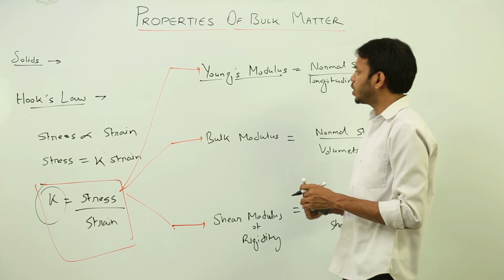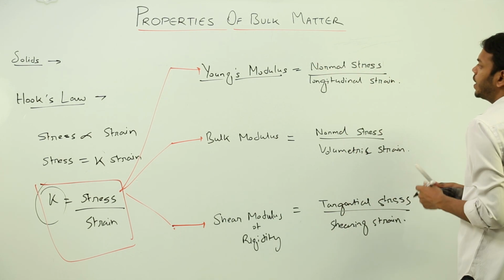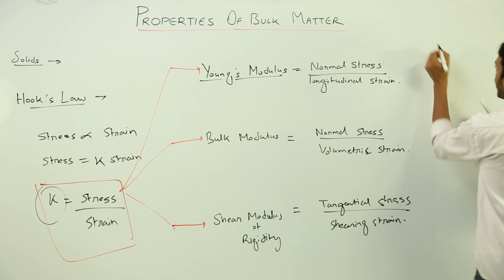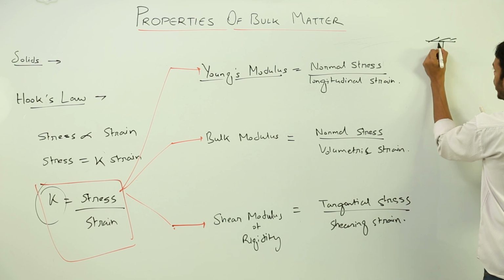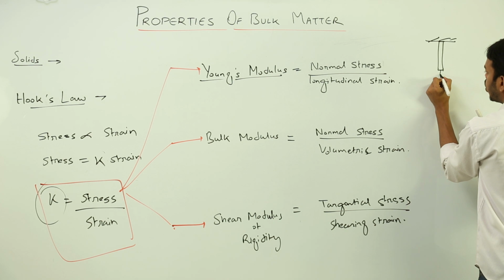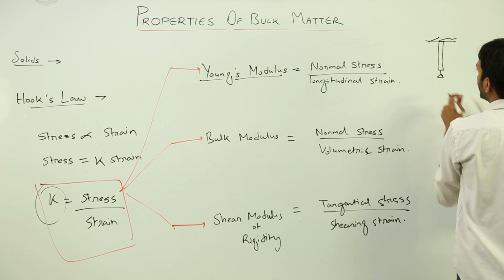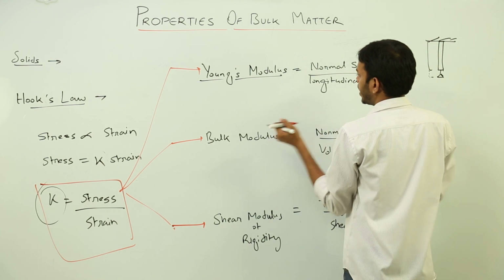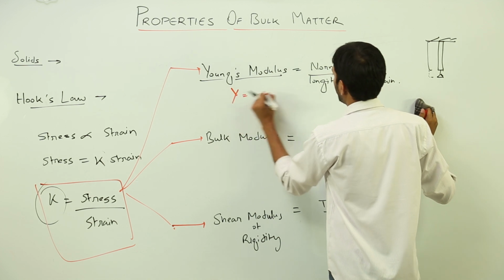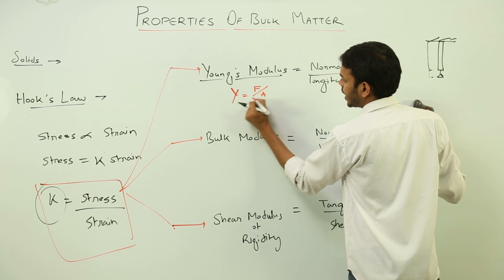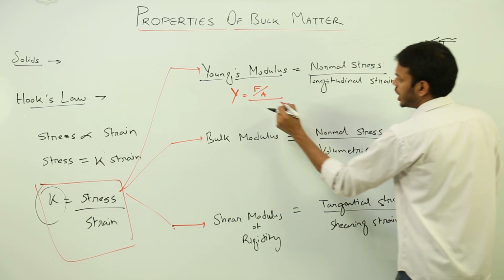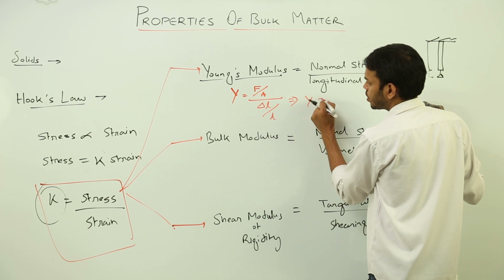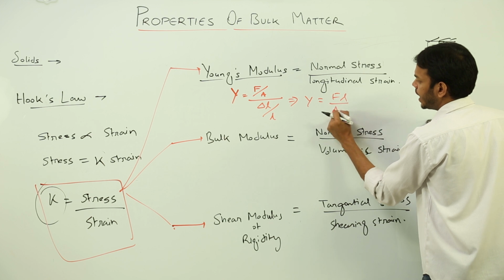Now, if I put the values of all of these, let's start with Young's modulus, normal stress over longitudinal strain. That means in this case, we are talking about a wire or a linear length, on which the load was applied, right? So because of this load, the initial length got extended to some other length. Now what is the formula for normal stress? It is force upon area, whereas longitudinal strain is change in length over original length. So this goes multiplied on the top. This implies Young's modulus is equal to FL over A delta L.